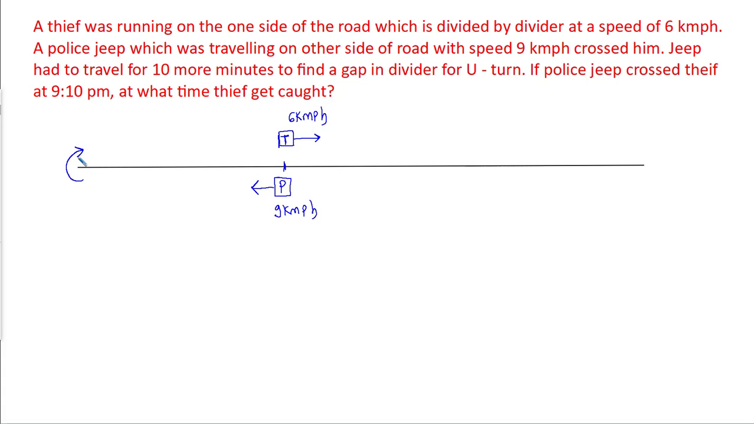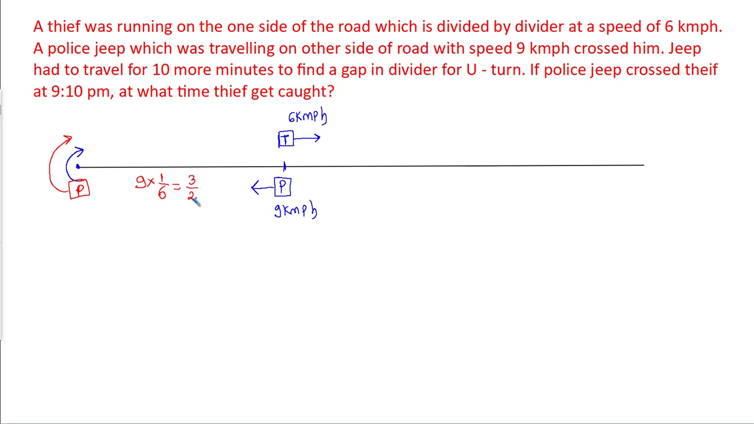Okay, so this is the place where police jeep is going to take the U-turn. So police require how much time to reach here? Police jeep requires 10 minutes to reach here. So the distance traveled by police jeep in 10 minutes is how much? 10 minutes means 1/6 hour, so distance is speed 9 into time 1/6 hours, so this distance is going to be 3 divided by 2 kilometers.